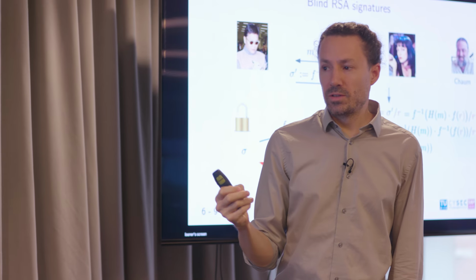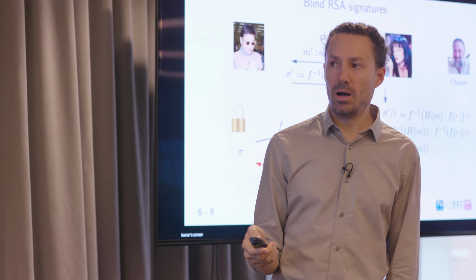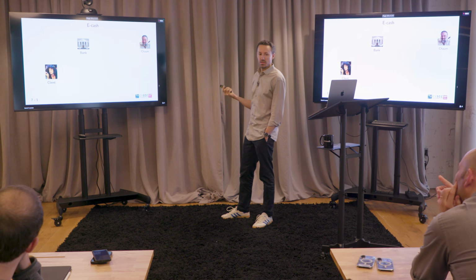Okay, so what was the first, as I said, like the canonical example, what you can build from a blind signature scheme, and that Chaum had as initial motivation for this, is a classical e-cash.